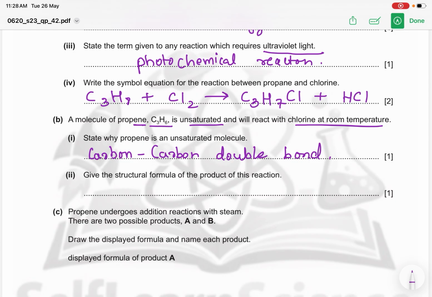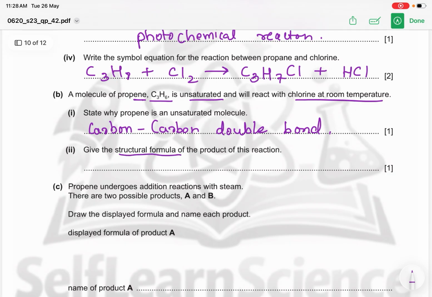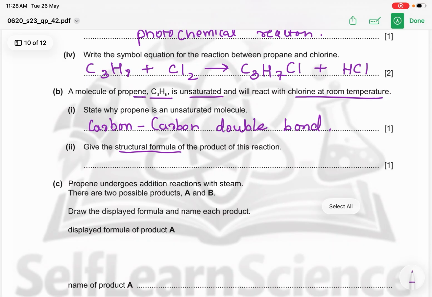Okay, yeah. Give the structural formula of the product of this reaction. So if I react propene with chlorine, what will be my structural formula? In that case, I will write the structure. So first I will draw propene here. I'll draw the displayed one so that you understand. So we have 1, 2 and 3 carbons with one double bond, and the remaining will be my hydrogens here.